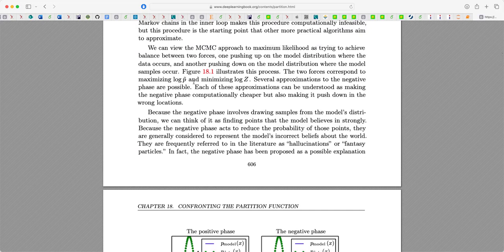So the two forces correspond to maximizing the log of the probability distribution and minimizing the log of the partition function.